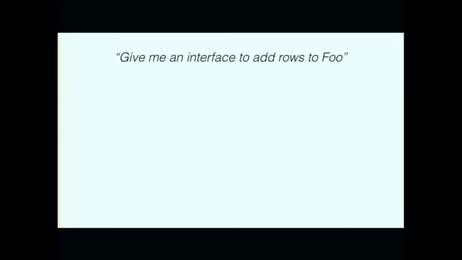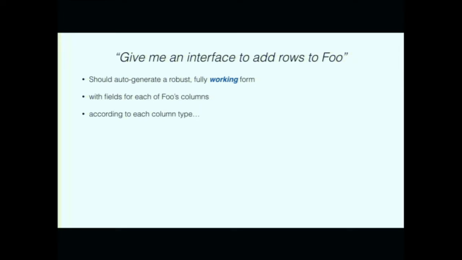Let's say you want: give me an interface to add rows to foo. And let's say that foo represents some kind of model object, like a DBIC source. Stating that and nothing else should be enough to get immediately to a threshold where you automatically have a fully working form to add rows, with fields for each of foo's columns, according to each column's type. Date time should be a date selector. A varchar should be a text box, and so on. Is the column non-nullable? This should be a required field.